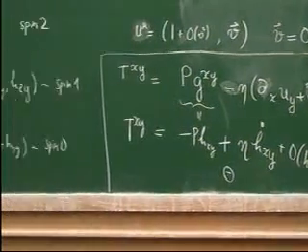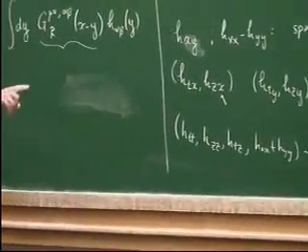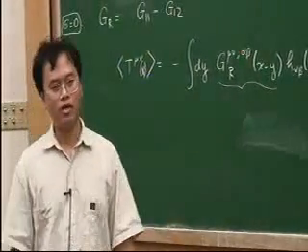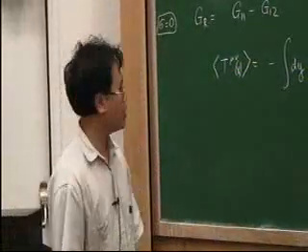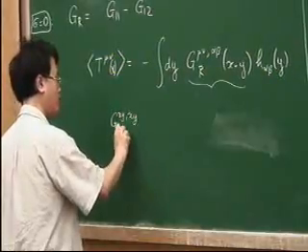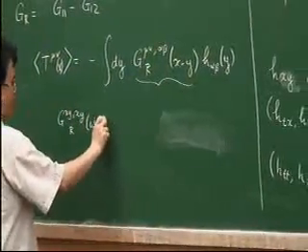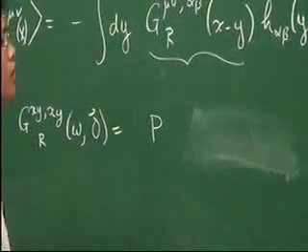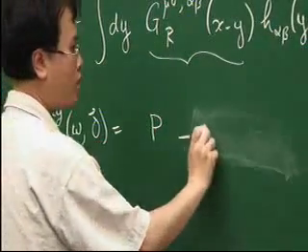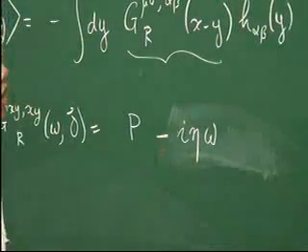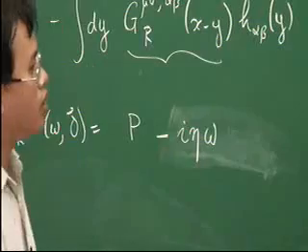Now let's look at this formula. This formula tells us that from the expression that we have derived, we can read out the Fourier transform of the retarded Green's function of the stress energy tensor. For this component, the retarded Green's function is equal to the real part, P, plus the imaginary part, minus i eta omega. I know this sign here is minus, so plus, so I think this one has to be minus as well.